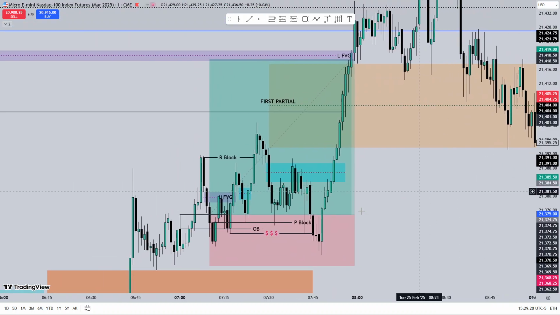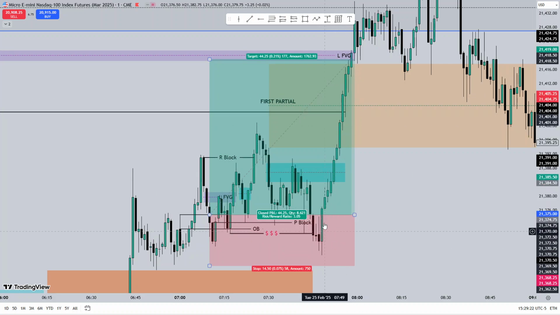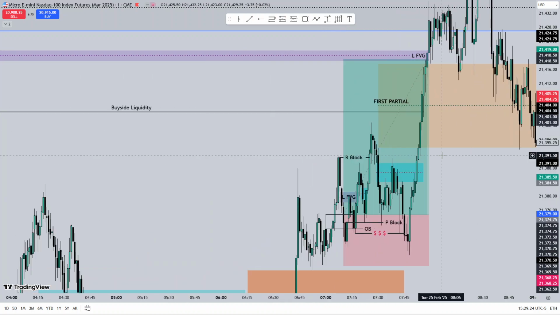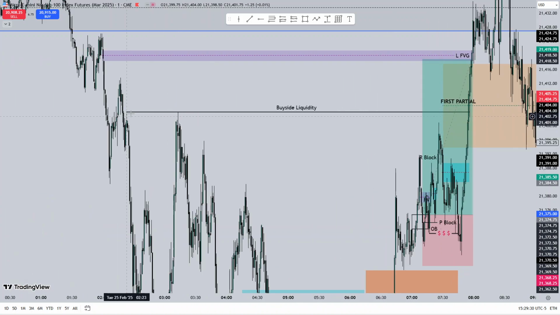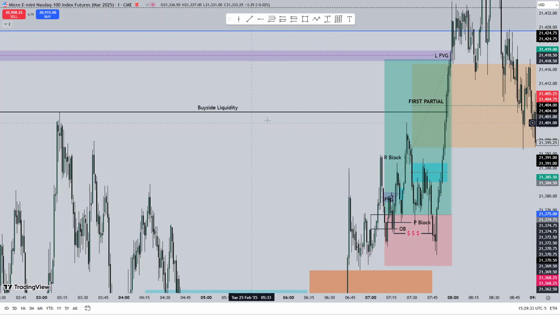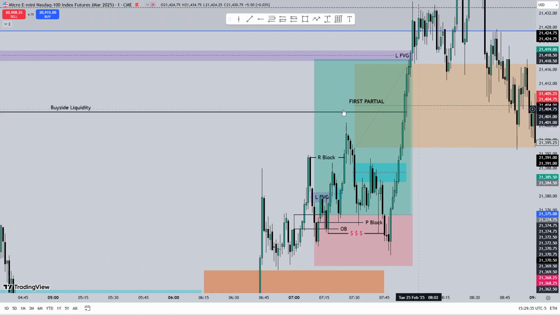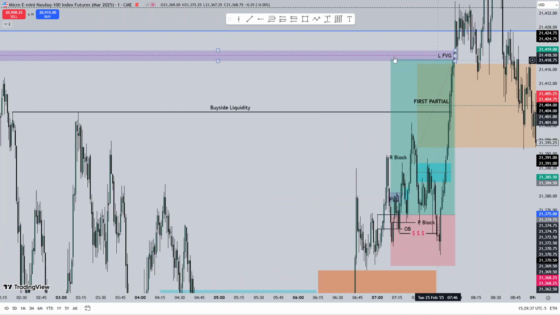Then see what a nice run. What a nice run. And I always put my partial on the buy side liquidity. This was my buy side liquidity. I took my first partial on this buy side liquidity over here.